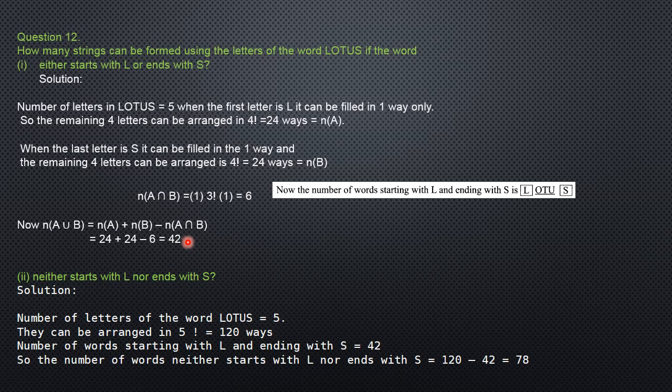42 words start with L or end with S. So the number of words that neither start with L nor end with S is 120 minus 42, that is 78. So these 78 are the words that neither start with L nor end with S.